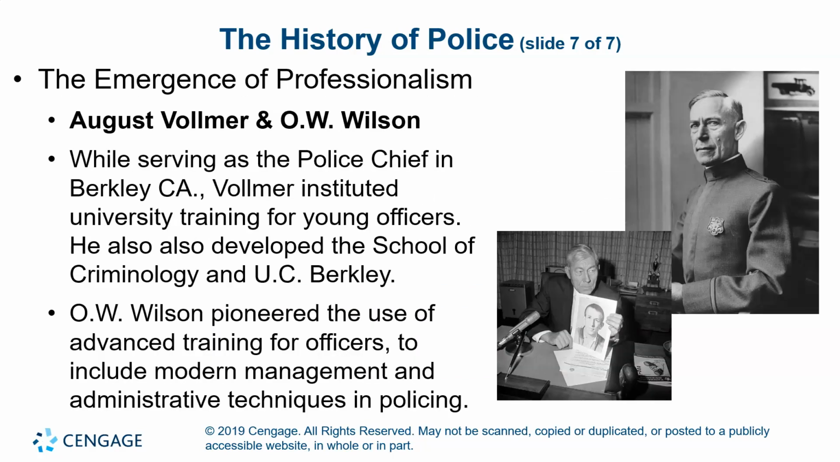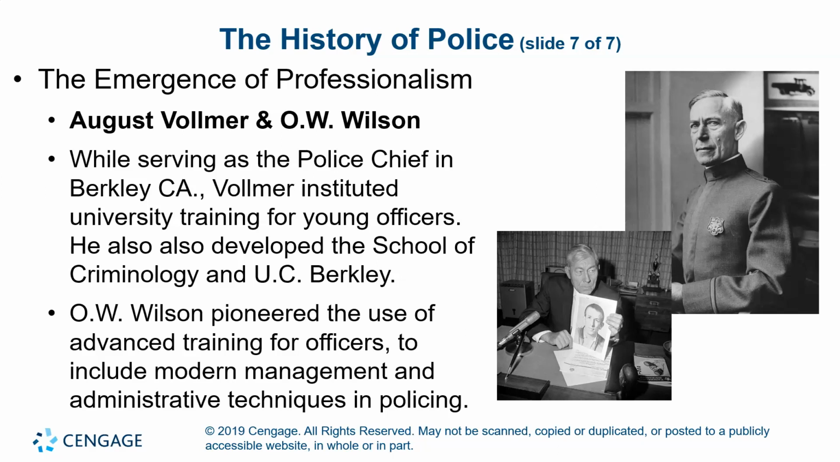So, August Vollmer and O.W. Wilson should be credited for the real emergence of police professionalism. While serving as the police chief in Berkeley, California, Vollmer instituted university training for young officers. He also developed the School of Criminology at UC Berkeley. So, a cool thing. And this actually became the model for justice-related programs around the United States.